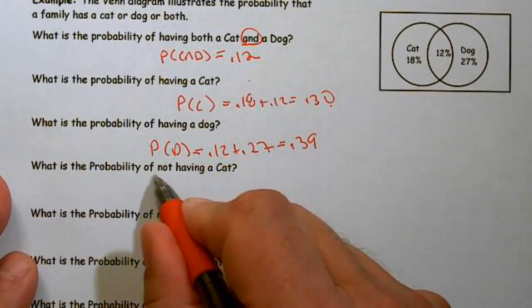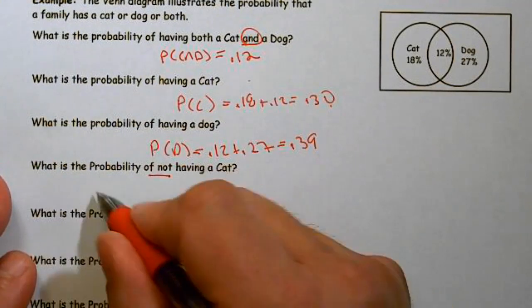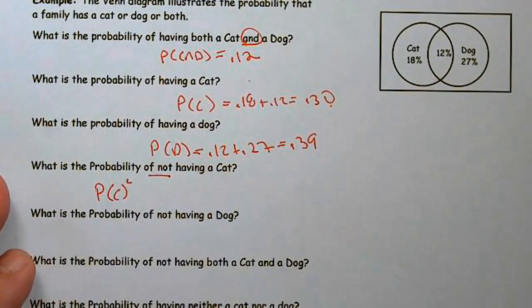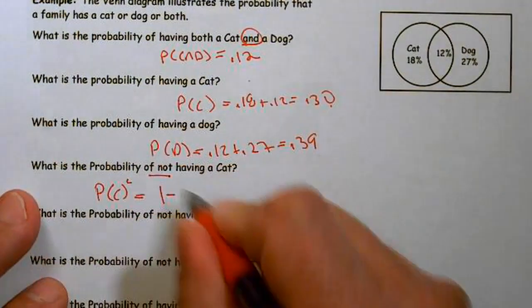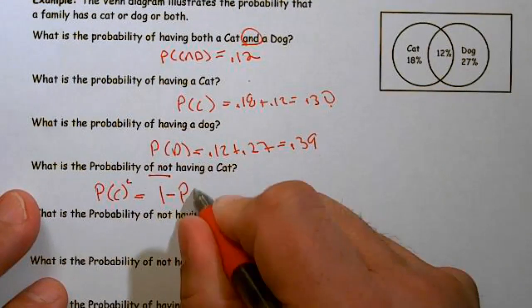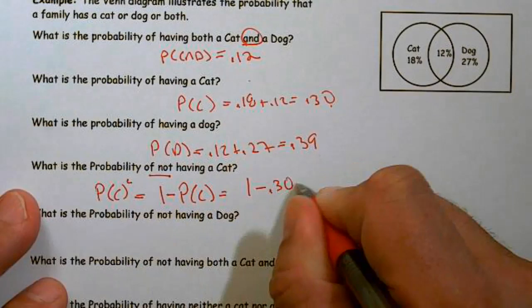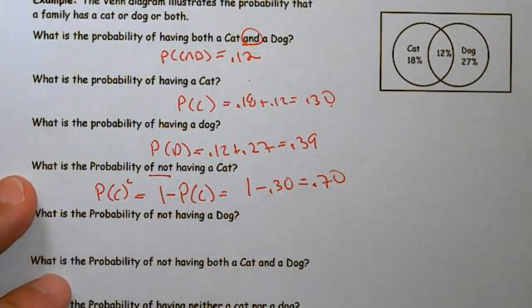What is the probability of not having a cat? So this means they're looking for the complement. We use the little c for complement. Sometimes they'll use a -1, but probability of cat complement means not cat, which is 1 minus the probability of cat, which is 1 minus 0.30 equals 0.70. So there's a 70% chance that they don't have a cat.